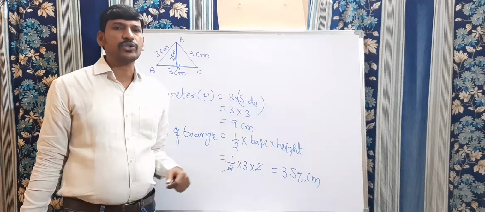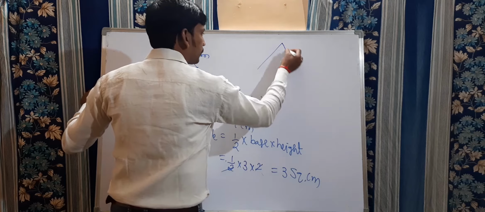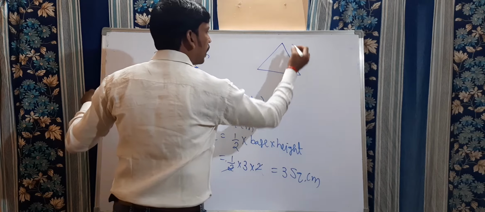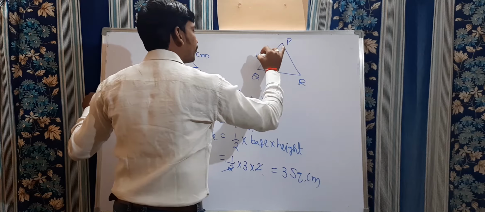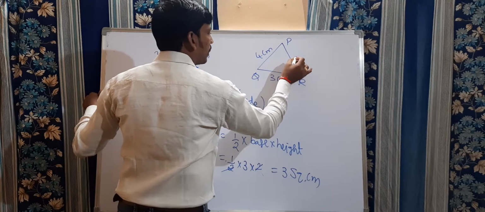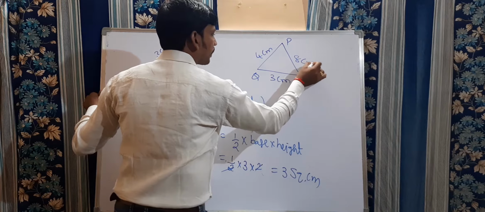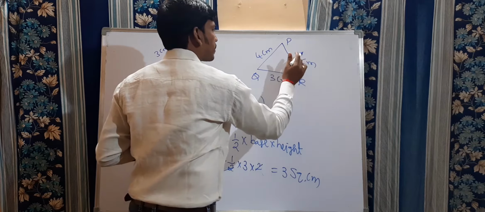Now coming to my question. Suppose there is a triangle PQR, right? The sides are 4 centimeters, 3 centimeters, and let us take 8 centimeters. Now see here, not 8, let us take 6 centimeters.